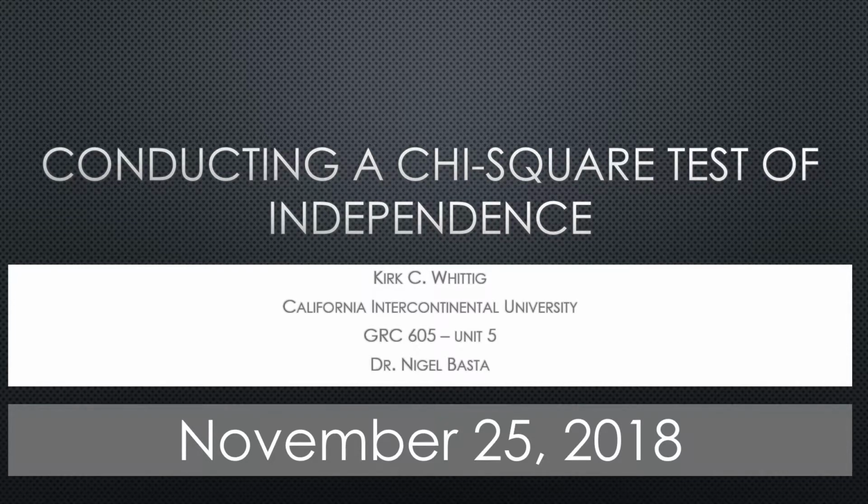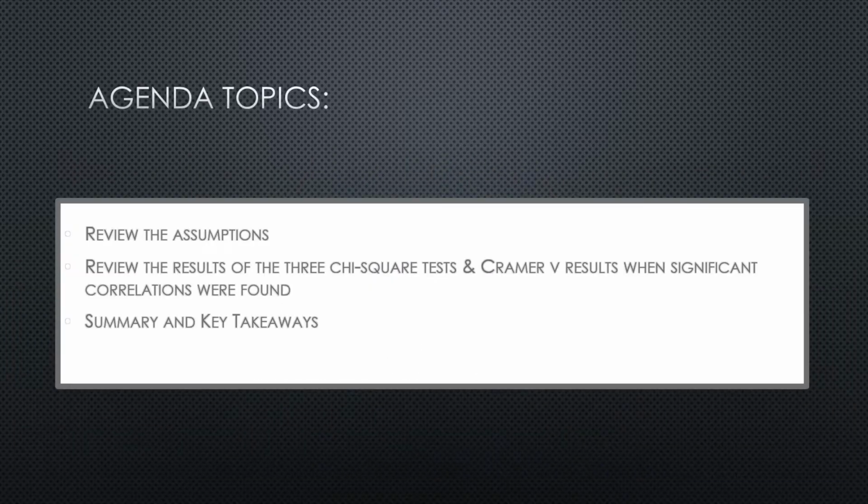I will be conducting a Chi-Square test of independence for GRC 605, Unit 5, Dr. Nigel Bosta's class. We will be covering and reviewing the assumptions for the test, reviewing the results of the three Chi-Square tests and Cramer's V results when significant correlations were found, and then finally going over a summary and key takeaway.